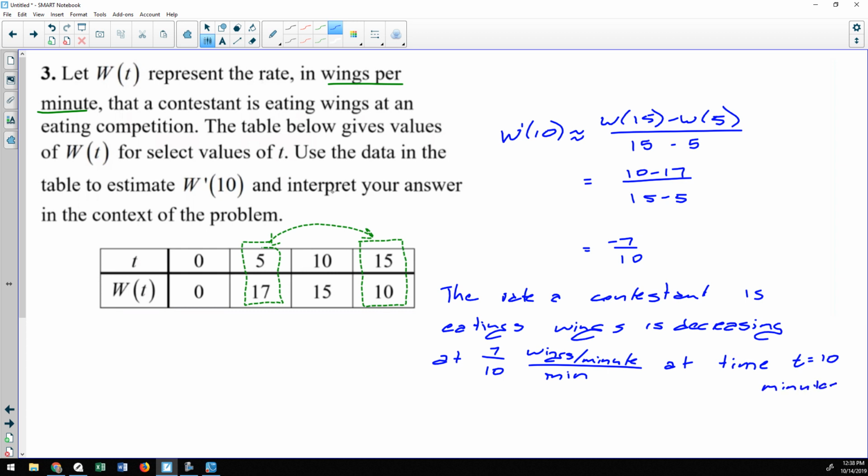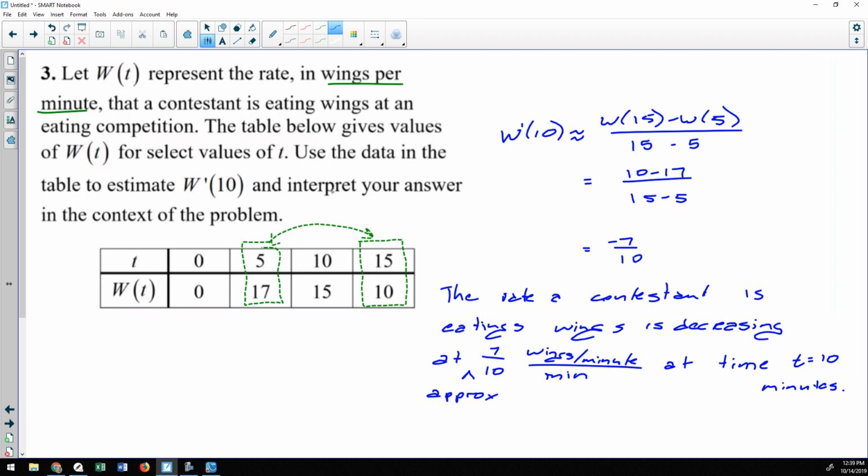And then my slight error in my interpretation is we are doing an approximation here. This is not exactly the rate of change. We don't have enough information to get the exact rate of change. We can only do an approximation, and so I probably need to include the word approximately right here. So is decreasing at approximately 7/10 wings per minute at time t equals 10 minutes.